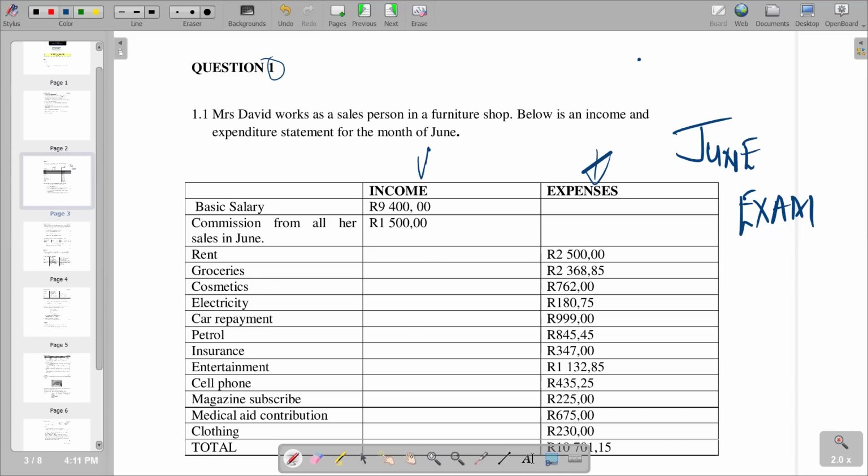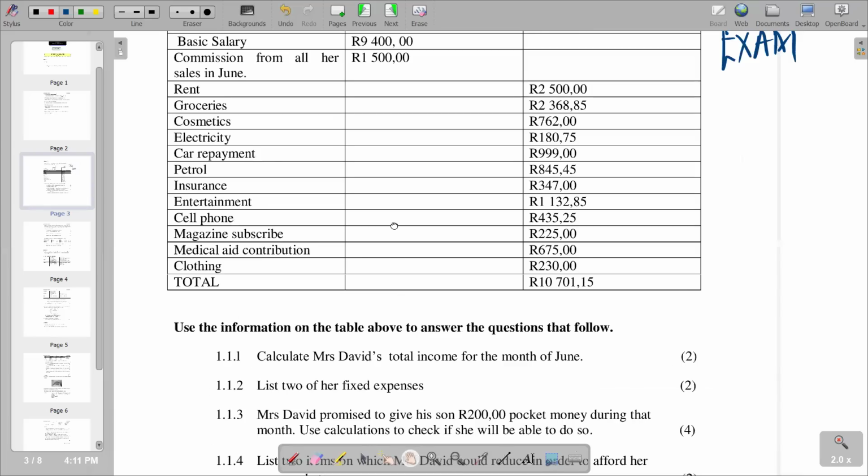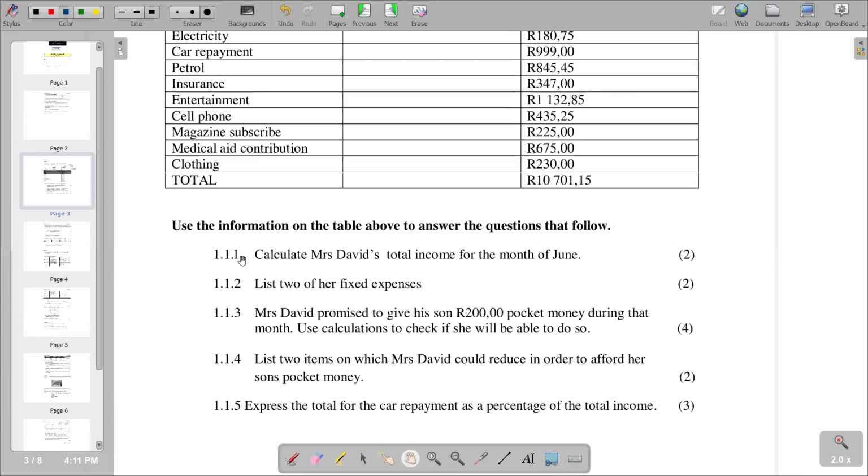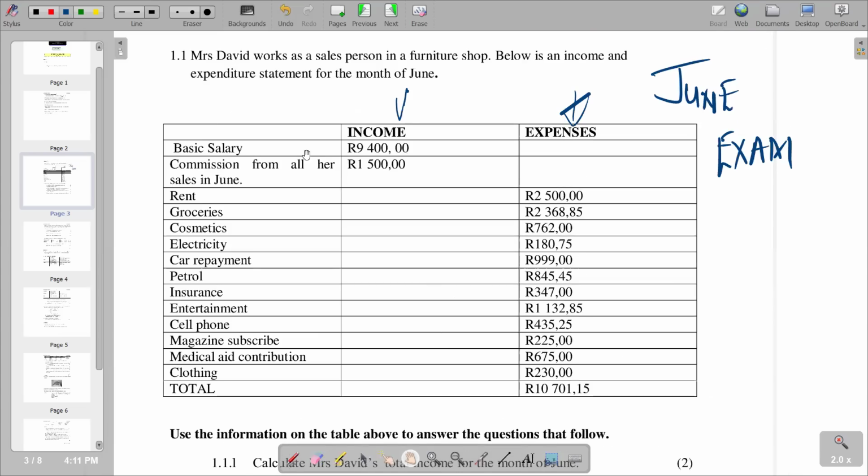So given the information that we have, we are going to start with question 1.1.1, which is calculate Miss David's total income for the month of June, with 2 marks. So you can see that the section that we have is showing us the income. The question requires us to calculate total income. So obviously we're going to add 9,400 plus 1,500 to get the total income.